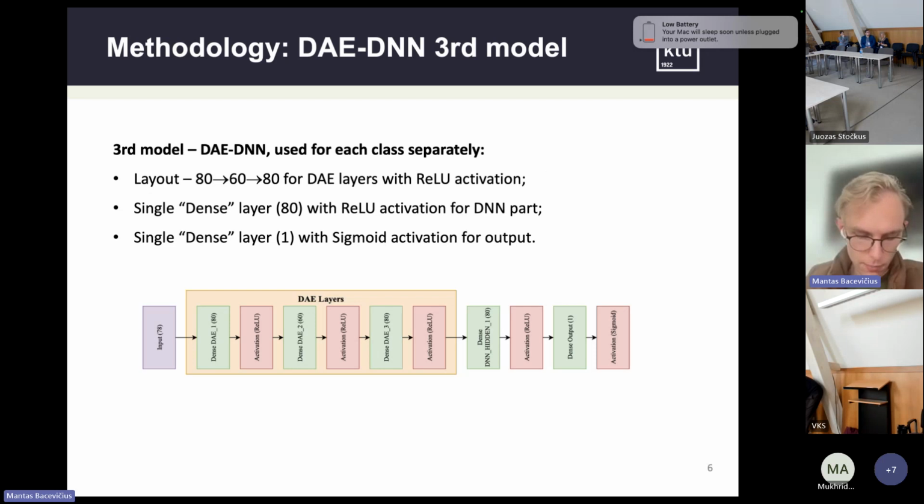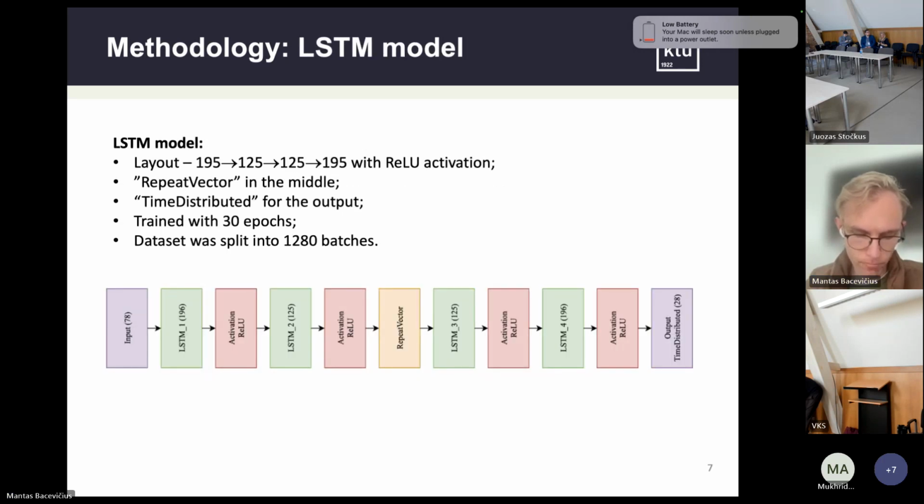Last approach was to make a separate DAE-DNN model for each of the malicious class in the dataset. Dataset for each model contained both benign and class-specific malicious data. Model architecture for each class was the same non-expanded DAE-DNN model reviewed in previous section.